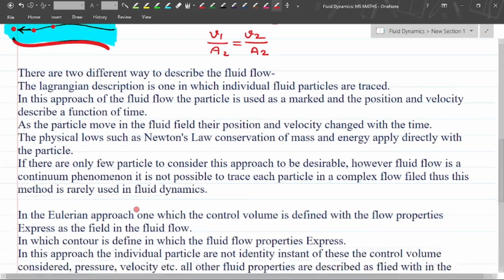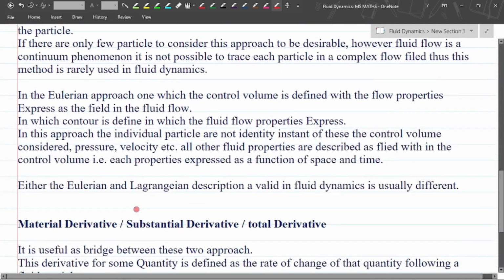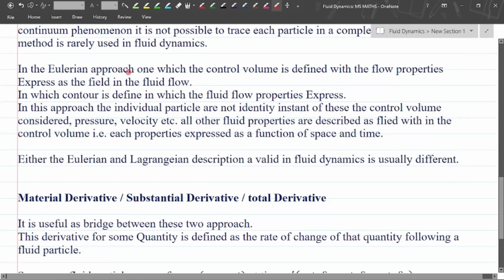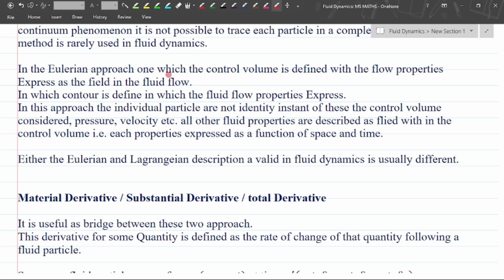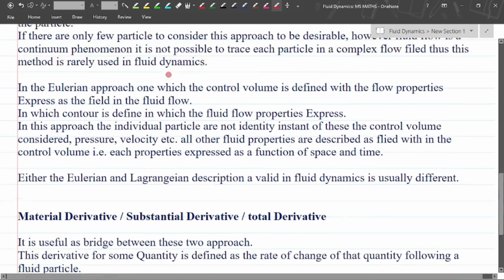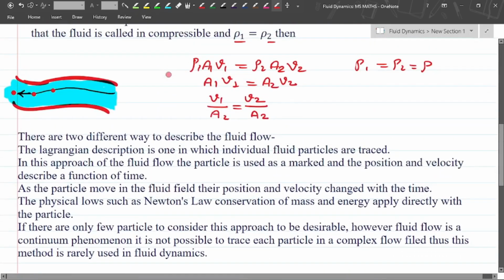Now, the next one is the Eulerian approach. In the Eulerian approach, a control volume is defined, with the flow properties expressed as fields in the fluid flow. Basically, in this case, instead of taking a particle, we'll take a volume, and this volume is a particular set of some particles, which we will call a volume.